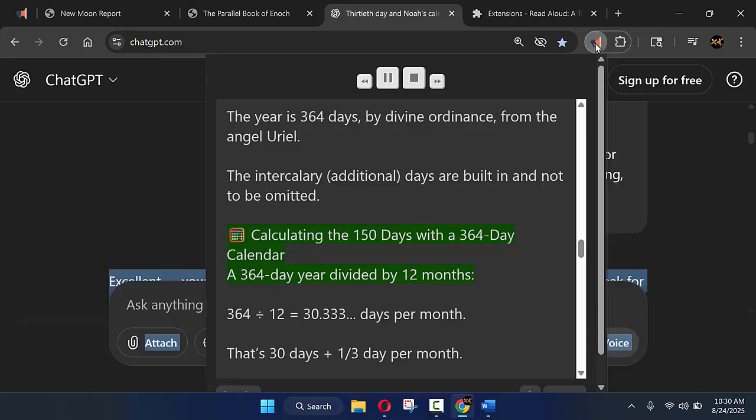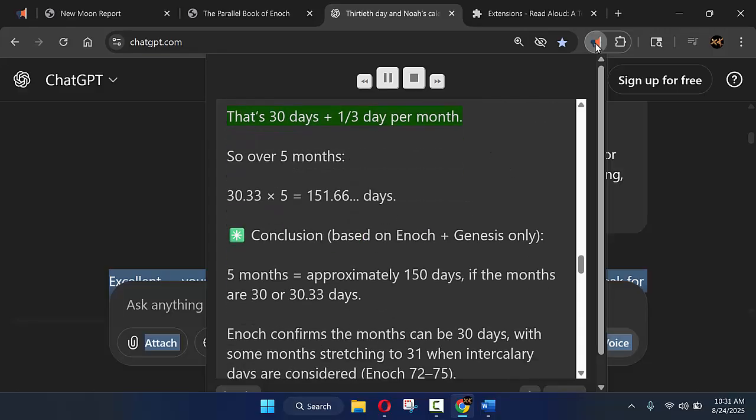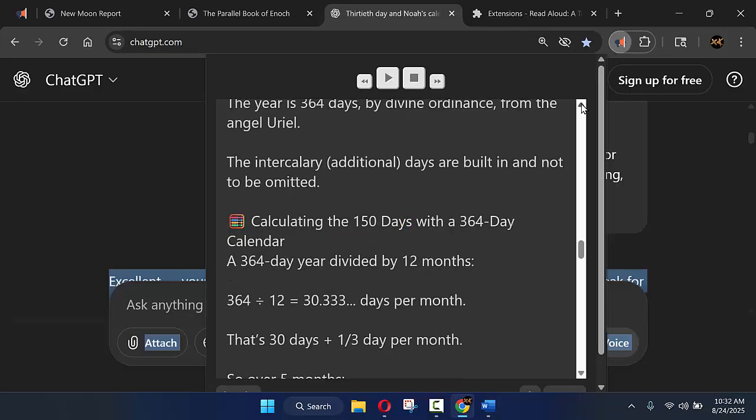Abacus: calculating the 150 days with a 364-day calendar. A 364-day year divided by 12 months. 364 divided by 12 equals 30.333 days per month. That's 30 days plus 1/3 day per month. So over 5 months, 30.33 times 5 equals 151.66 days.